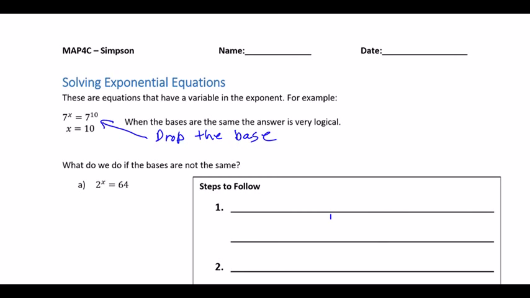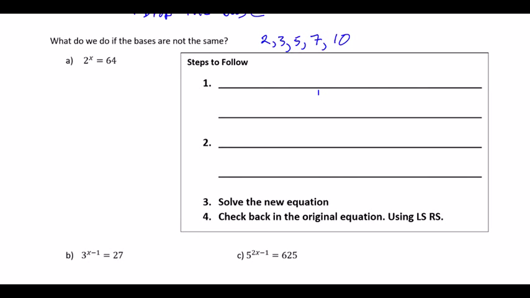Now let's take a look at our problems here. Suppose I have bases that aren't the same. In this case, we have 2 to the x is equal to 64. Just like last lesson, we used bases of 2, 3, 5, 7, and 10 for most bases, and that's what's going to be used in this unit. Now, we're going to go through a series of steps, then we're going to do these problems. Now, let's begin.